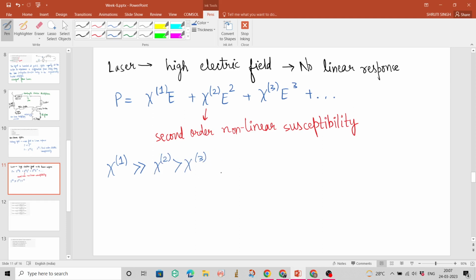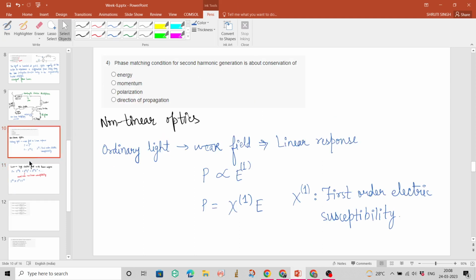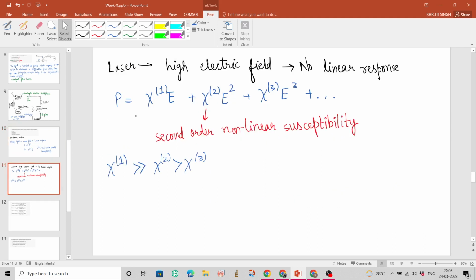So it depends on the value of the electric field. If E is very small, E squared will be smaller, and E cubed smaller still. Only if the electric field is very high will these terms come into the picture and play a role in the expression for P. That's why they don't show up in ordinary light. But for laser light, the electric field is high because the laser is very intense, so these terms appear. Now this is about the nonlinearity of optical phenomena. Now the question asked is about second harmonic generation. So let's see what second harmonic generation is.